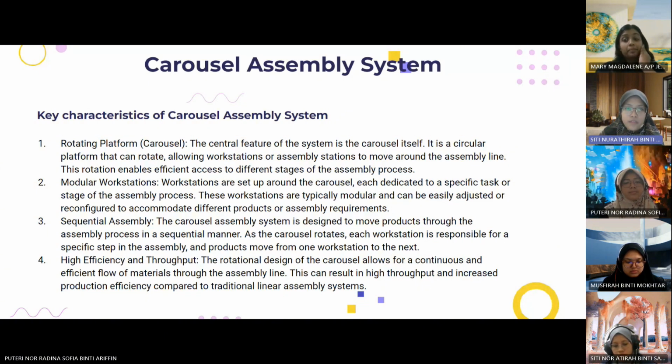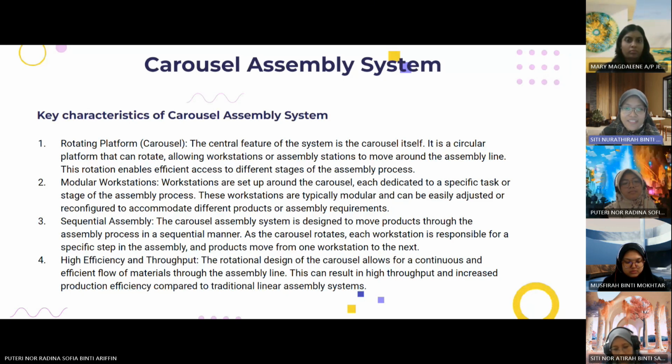Their workstations are set up around the carousel, each dedicated to a specific task or stage of the assembly process. These workstations are typically modular and can be easily adjusted or reconfigured to accommodate different products or assembly requirements. Third, sequential assembly. The carousel assembly system is designed to move products through the assembly process in a sequential manner.